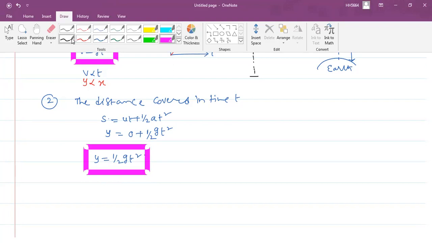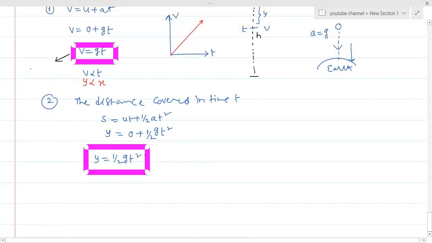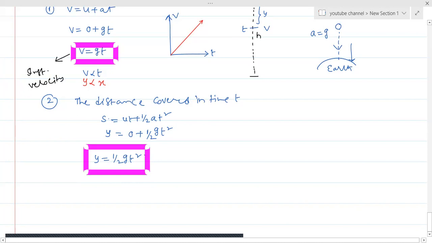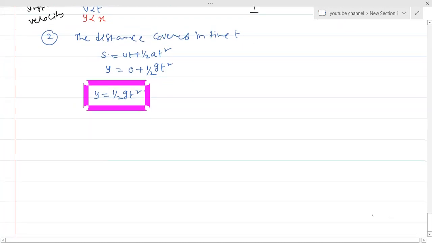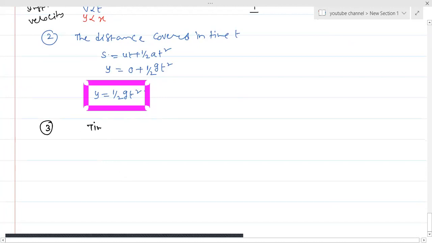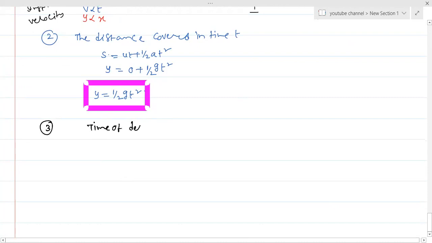So clearly we will understand this v. V means instantaneous velocity, and that will be the instantaneous distance. So that is the total distance covered, and we will take the third one, the time of descent. The time of descent means the time taken by the body to reach the ground. So that will be the time of descent.